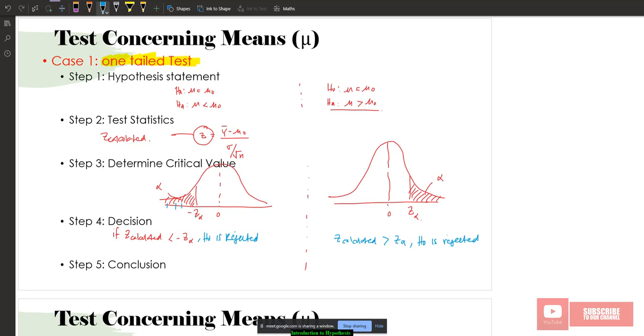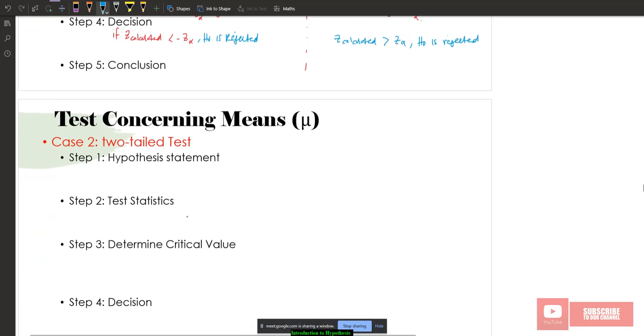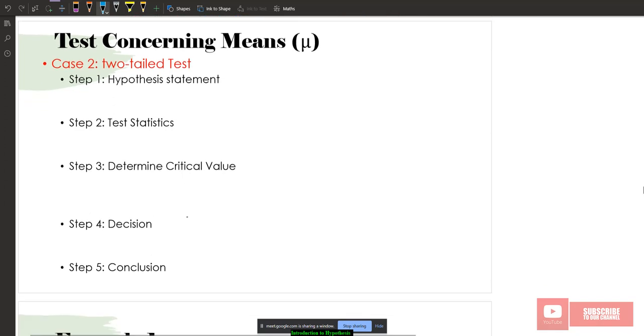Then we make a conclusion. The test statistic lies in the critical region. We conclude based on the accepted hypothesis. So now we look at the next case.